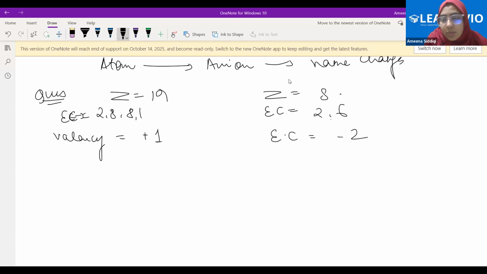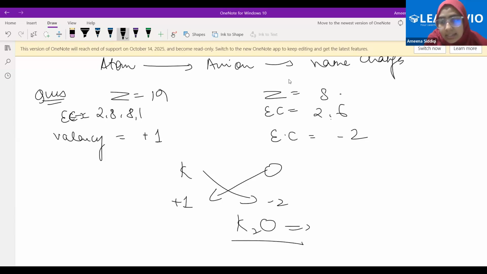Now, how do we know the formula? What's the element with atomic number 19? Potassium. What's the element with atomic number 8? Oxygen. +1, -2. Should I crisscross them? Yes, ma'am, we'll get K2O. What's the name of this compound? Tell me the correct name. Potassium oxide. Why oxide? Because it's a non-metal.